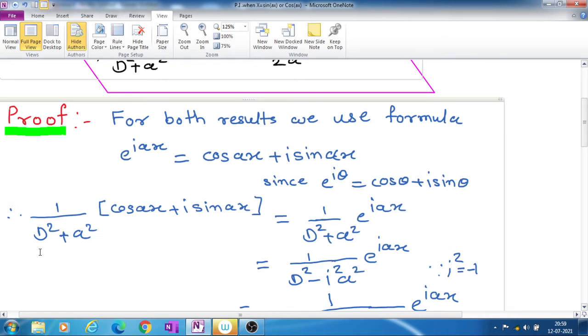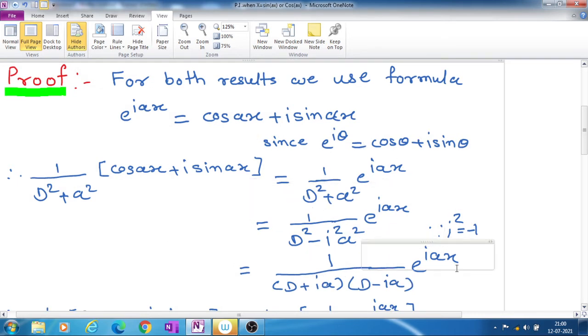So now for both the formulae we use this, we have to find 1 upon d square plus a square into cos ax operates on cos ax, and 1 upon d square plus a square operates on sin ax. So initially we take 1 upon d square plus a square operates on cos ax plus i into sin ax. That means 1 upon d square plus a square operates on e raised to iax. Cos ax plus i sin ax means e raised to iax.